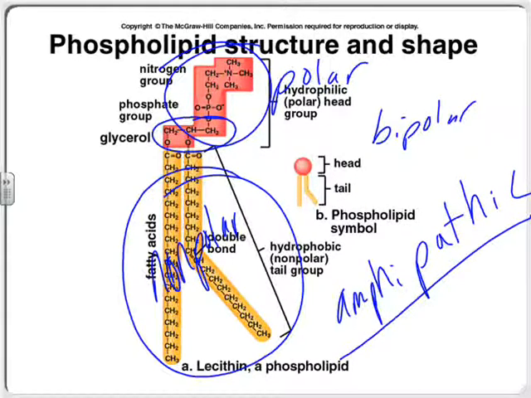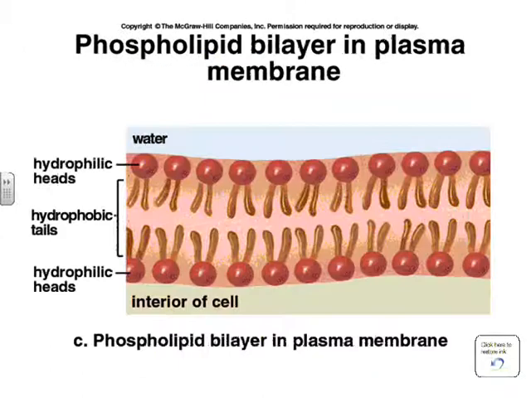Oftentimes we'll draw them like this, with the polar part looking like a circle and the nonpolar part looking like lines. Yep. So here's another picture. Here's what happens when we put them in water. The tails form a layer, a two-layer structure, first of all. It's called a bilayer, phospholipid bilayer. So that the heads, which like water, are pointing toward the water. There's water outside of a cell. There's water inside of a cell. So those heads are pointing toward the water.